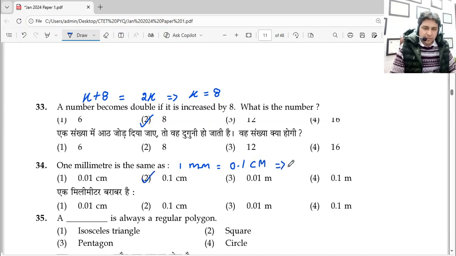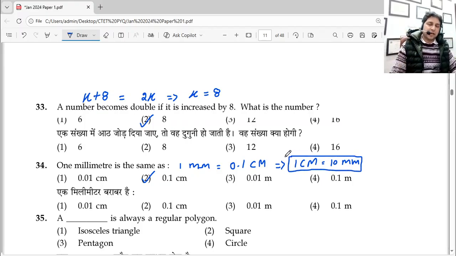because 1 centimeter is equal to 10 mm, which is what exactly you have on the scale also. A centimeter scale has that divided into 10 different parts. So 1 centimeter equals 10 millimeter, so 1 mm is 0.1 centimeter.